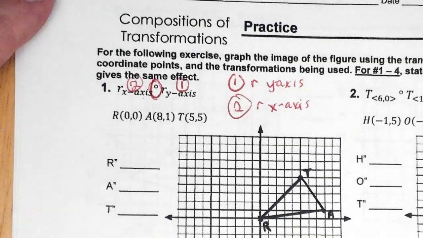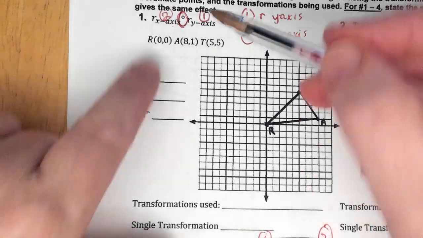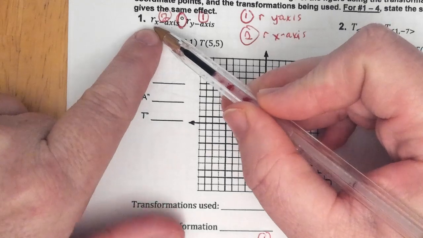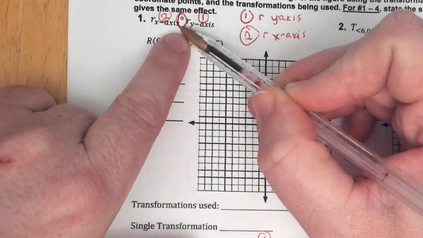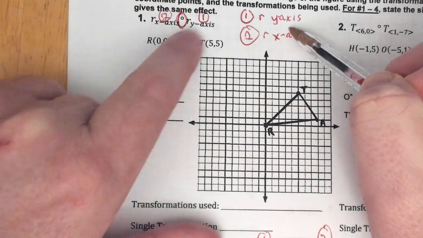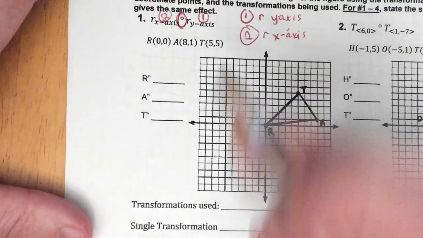All right, so let's actually do number one. So once you got that little bit of notes out of the way, number one. Reflect over the x-axis of the reflection over the y-axis. We have to go backwards because that's circle. So we have to reflect over the y-axis, then we get to reflect over the x-axis. That circle means to go backwards.